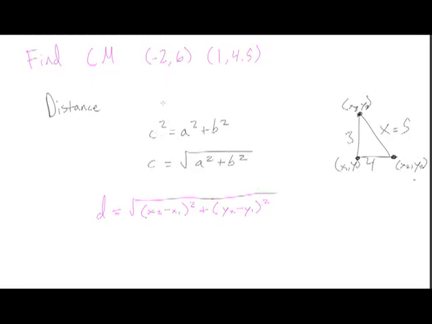So now I need to go back up to my coordinates and start labeling. I know this is x, that's y, this is x, that's y. We'll call this my first coordinate, so I'll put a 1. Call this my second coordinate, so I'll put 2's. So d is equal to the square root of (x2, which is 1, minus x1, which is -2) squared, plus (y2, which is 4.5, minus y1, which is 6) squared. I got all of these numbers from up here: x1 is -2, y1 is 6, x2 is 1, y2 is 4.5.